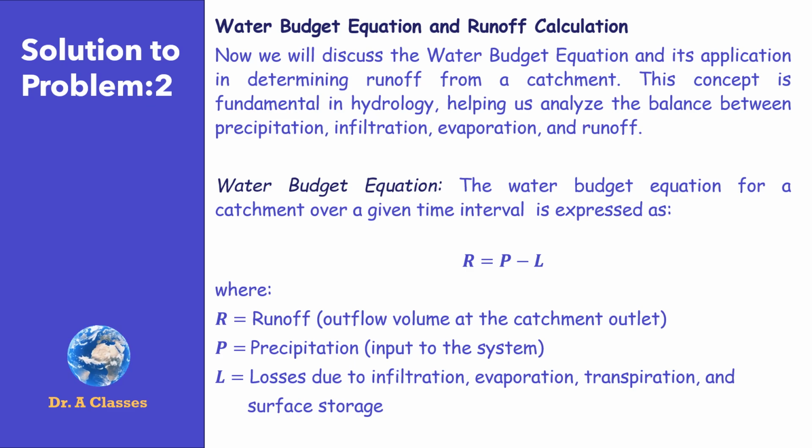Water budget equation. The water budget equation for a catchment over a given time interval is expressed as R = P - L, where R represents runoff, that is, outflow volume at the catchment outlet. P represents precipitation, that is, input to the system. L is losses due to infiltration, evaporation, transpiration, and surface storage.